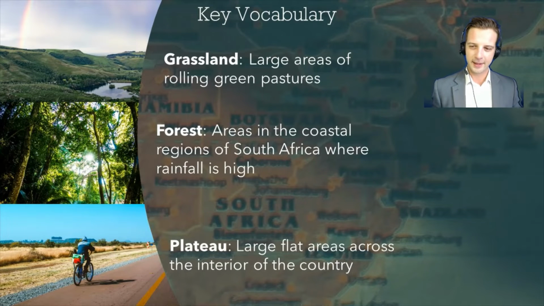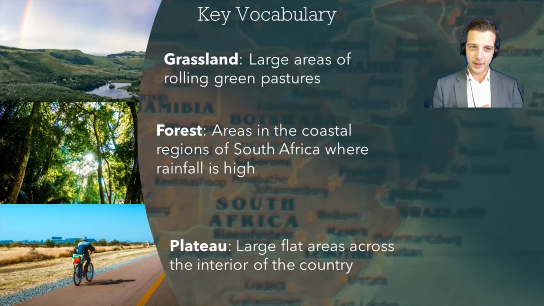Number 2, forest. We have areas of forest in South Africa, particularly where I live, along the coastal regions of the country, where the rainfall is high and where the humidity is also high.